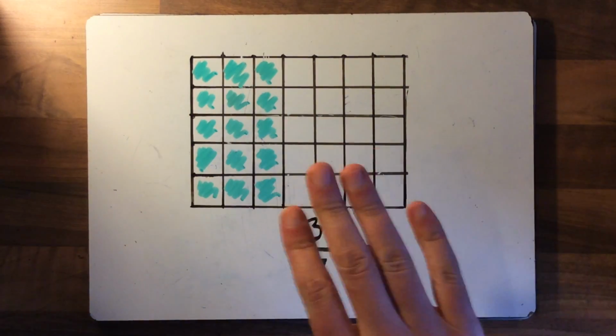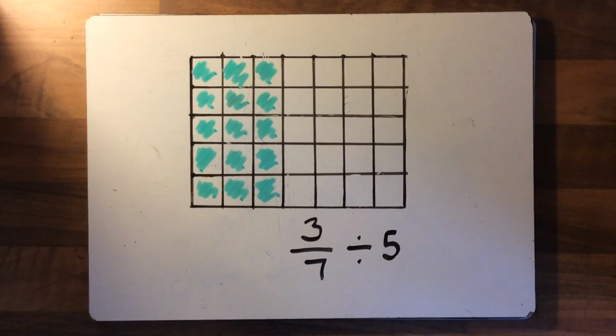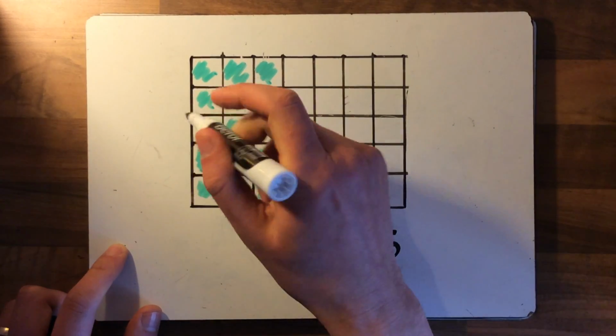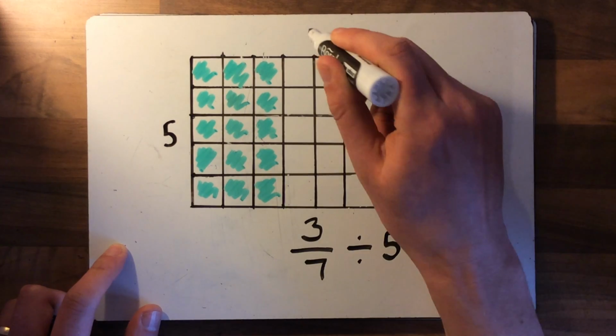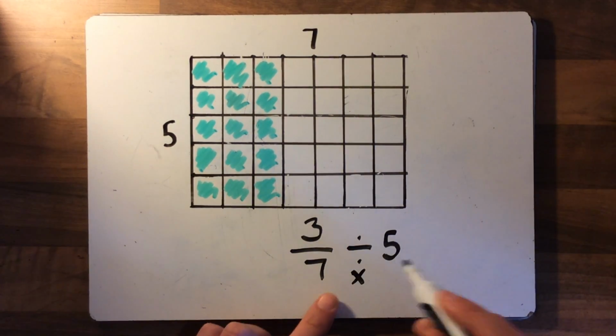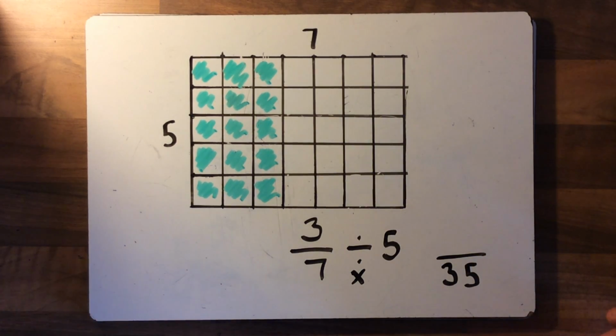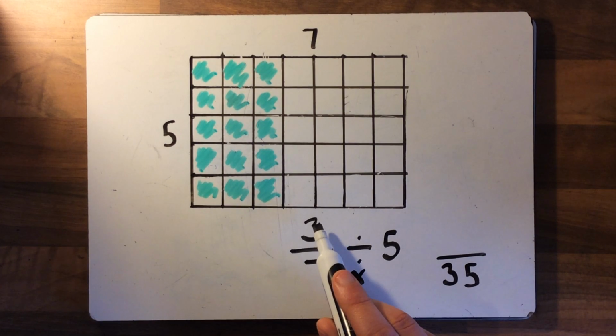Now, how many squares are there in this complete shape? That's how we work this out. We know that there are 5 down here and 7 across. That's why we multiply. 7 times 5 is 35. Now, what do we do with this numerator, remember?